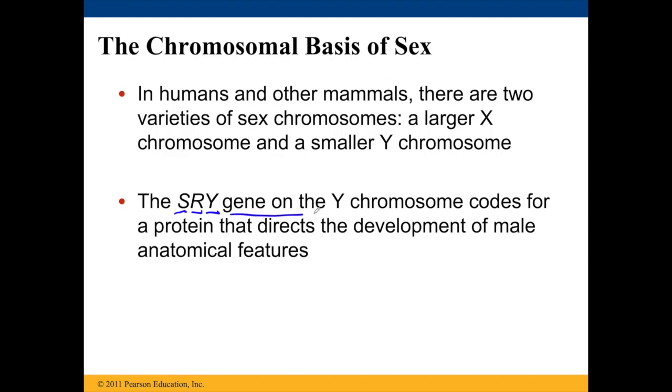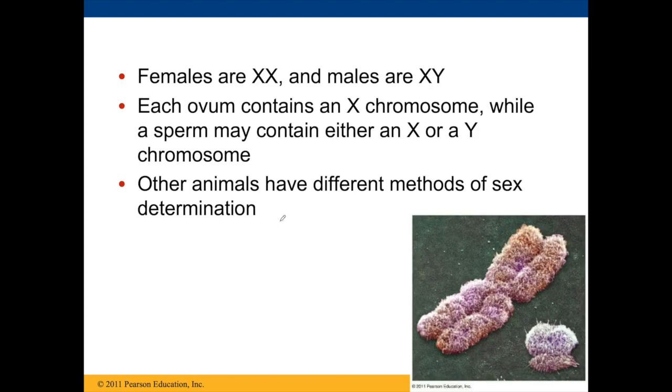So this is a gene on the Y chromosome, and it's the main thing that determines male biological sex. So if a fetus has the Y chromosome, then it will have the SRY gene and will develop anatomically into a biological male. So in humans, biological females are 2X chromosomes, biological males are 1X and 1Y. Each egg contains 1X chromosome, each sperm contains either 1X or 1Y.